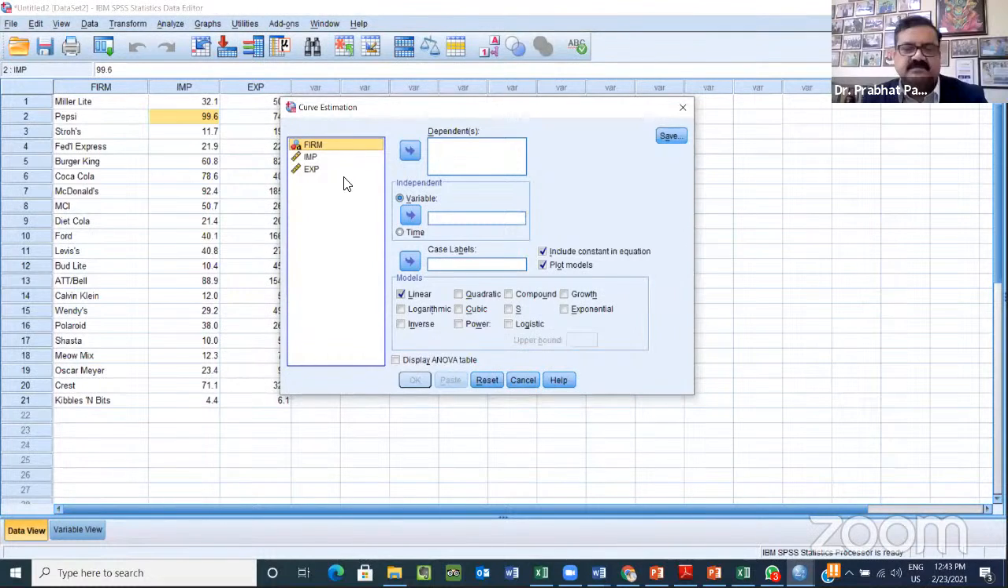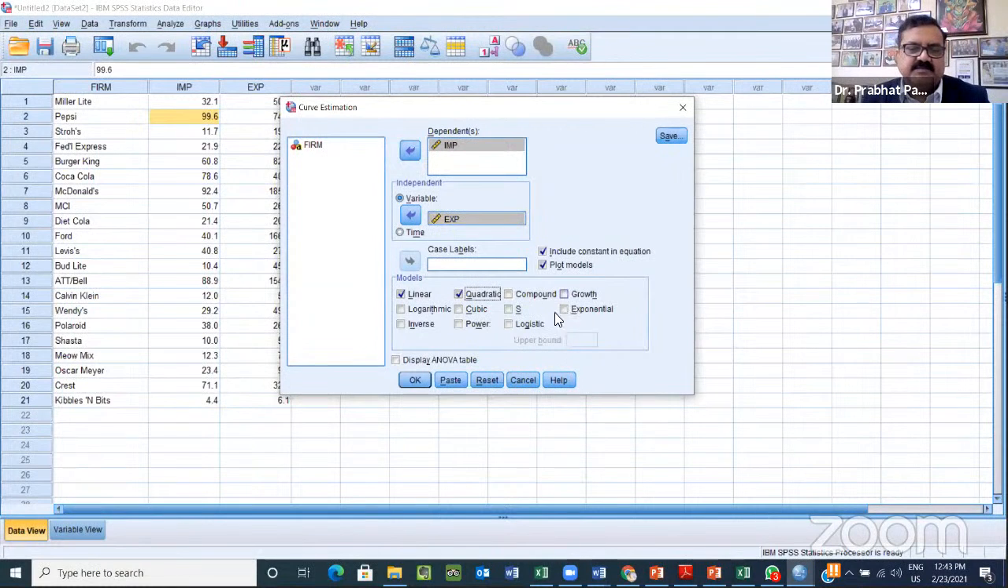So it's asking which is your dependent variable. The dependent variable is impression, because impression depends on expenditure. The independent variable is expenditure. So that's the equation that we have formed. Include constant in equation, yes. Plot the model, yes. Which model do you want? I want a linear model, of course. I also want a quadratic model.